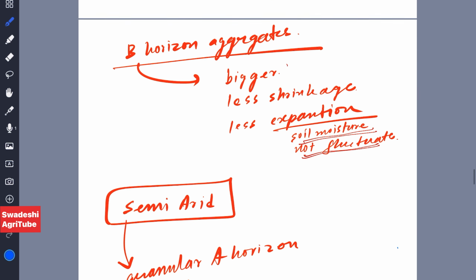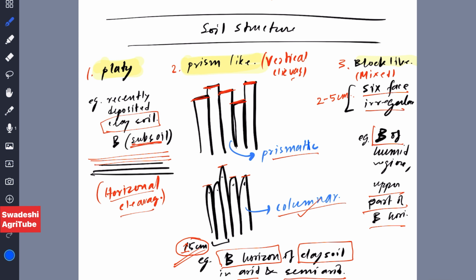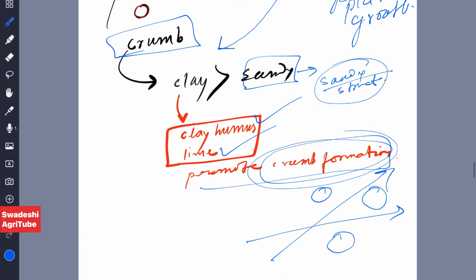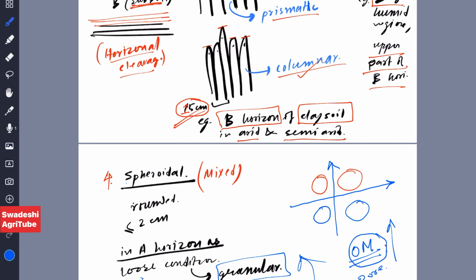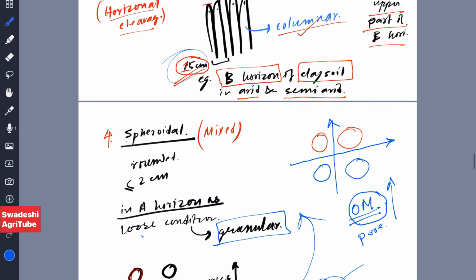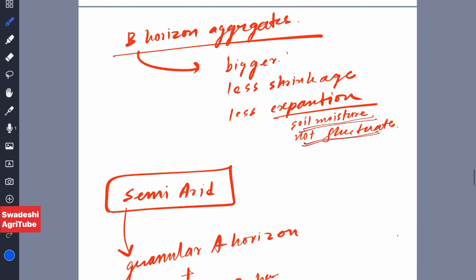Also it is found more in clay soil rather than sandy soil. And the summary will be like that: these first three, the platy, prism and block-like structure, are found in the B horizon, but the granular structure or the spheroid structure in broad sense is found in the A horizon. And also the B horizon has big particles. The prism-like structure has 15 centimeter, block-like structure has 2 to 5 centimeter, but the spheroidal structure has less size, 2 centimeter. That's why in general the B horizon has bigger soil particles.